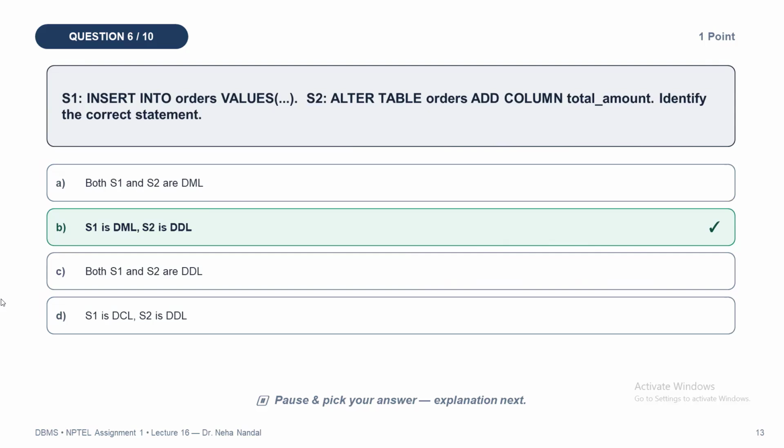So the options where S1 and S2 both belong to DML are directly ruled out. Insert belongs to DML and the alter command belongs to DDL. It is a direct answer, so there's nothing much to discuss. In DML, we are making changes to the data. DCL and DL, no. Insert belongs to DML, that is manipulation, and alter belongs to definition language. So that is our answer.